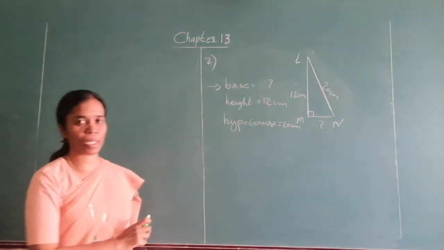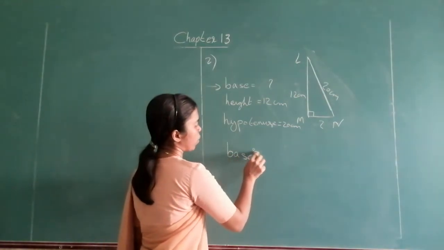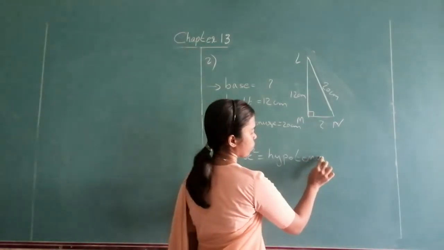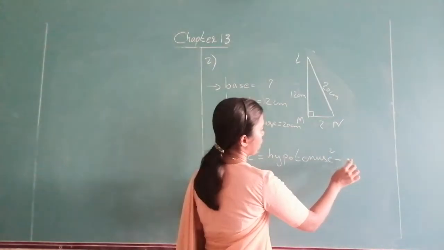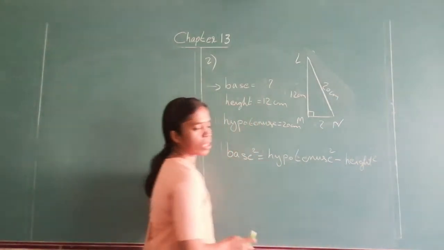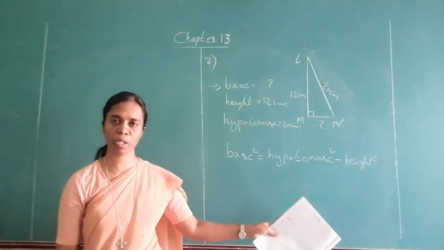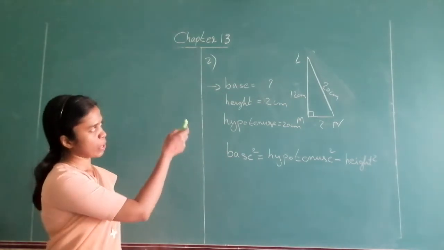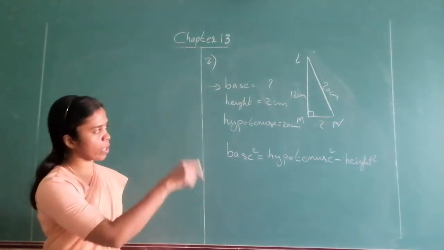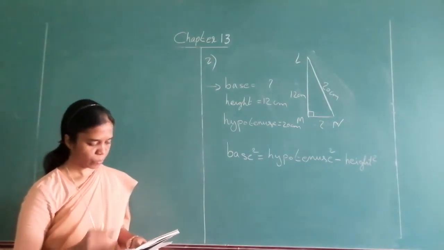You know how to find the base? We can use that formula, that is base square is equal to hypotenuse square minus height square. It is the same, that is hypotenuse square is equal to base square plus height square. Since you have to find base square, you can directly write the hypotenuse square minus height square, substitute the values and you will get it. Now the question number 4.